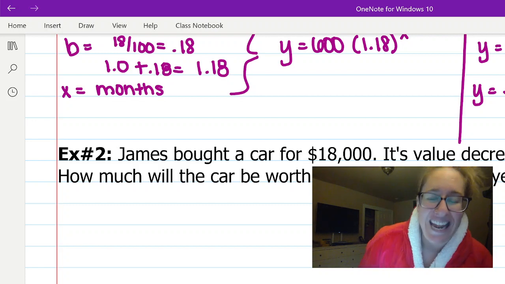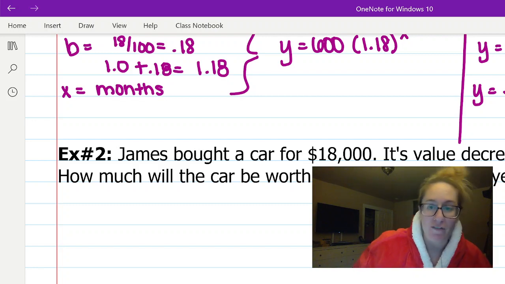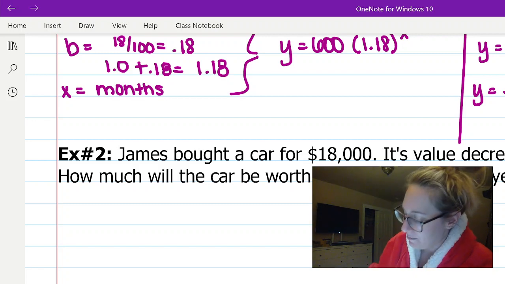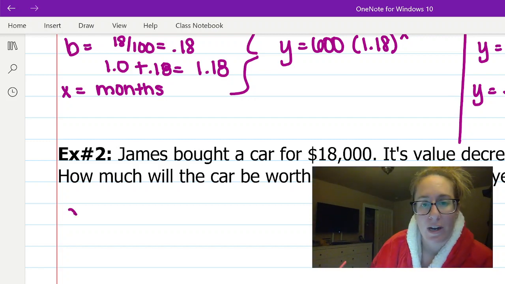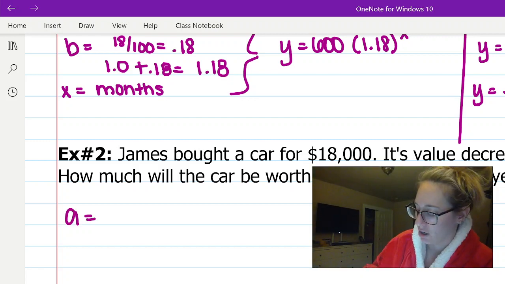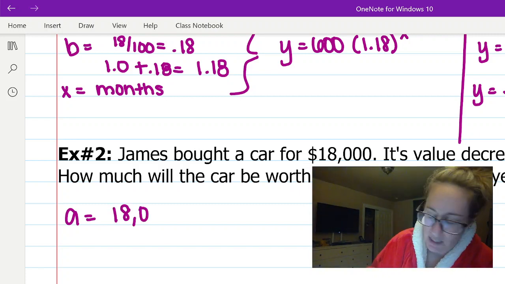James bought a car for $18,000. Its value decreases by 15% every year. How much will the car be worth after 2 years, after 5 years? So we're going to do the same thing. I'm going to go over here. I'm going to say, okay, our A value is our starting amount. That's how much our car costs now. That's $18,000. That's how much we paid for it.